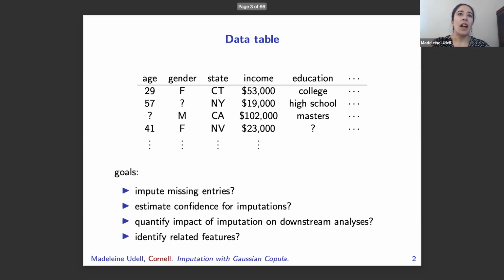Okay. So our goals are things like to impute missing entries, maybe to generate confidence values for these imputations. Which ones am I right about? And when am I confidently right about? And which ones really can I not say? Can I quantify the impact of imputation on downstream analyses? And can I identify related features, right? Which of these features tend to covary and which ones don't, right? These are kind of interesting questions just to be able to understand a data set like this.